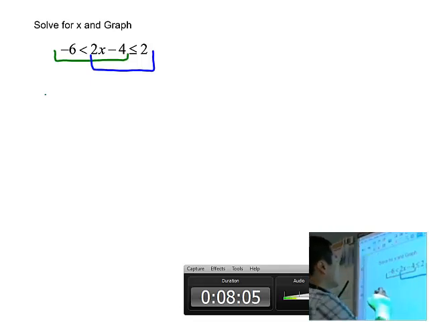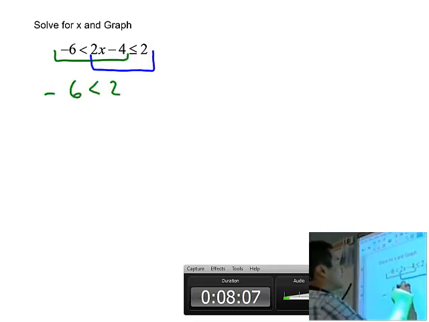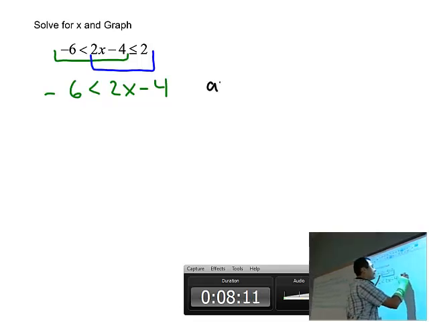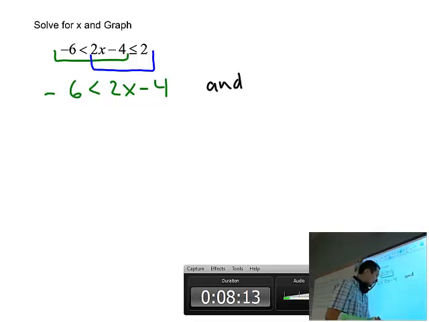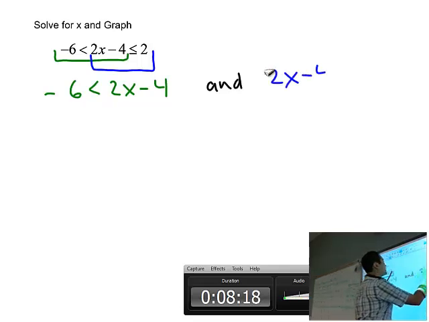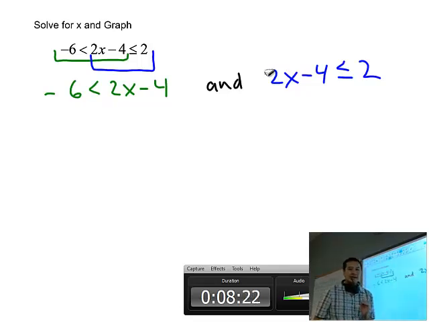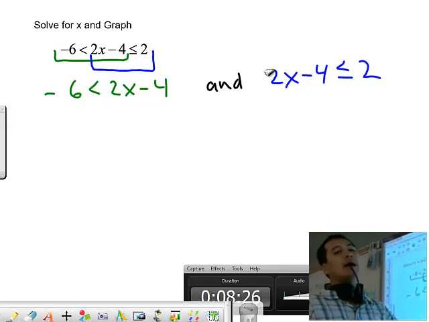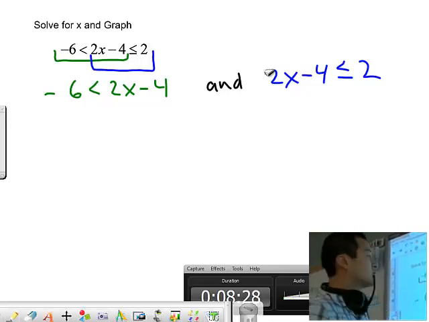First equation says negative 6 less than 2x minus 4. And my second equation in blue, 2x minus 4 less than or equal to 2. You do exactly the same thing as we did last time. You solve them each individually. I'm going to do the green, get my answer, then do the blue, get my answer. Green first.